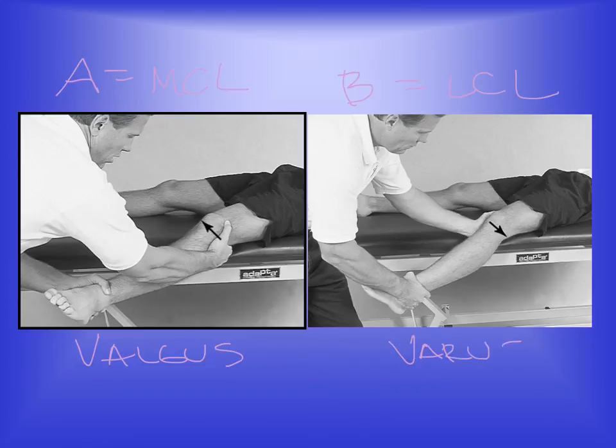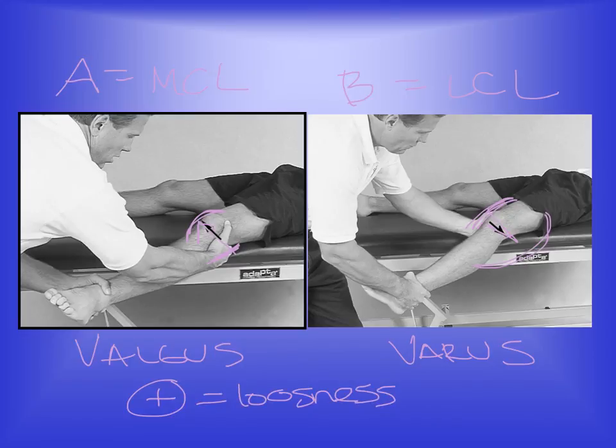And as a clinician, you can see that for a valgus stress test, your hand's going to be on the lateral side of the knee, pushing medially so that you can cause this portion of the knee to open up. And then if you're trying to stress the LCL, your hand goes on the medial aspect of the knee and you're pushing outwardly so that you can hopefully try to get that joint to open up on the lateral side. So a positive test would be looseness at the joint, and pain as well.